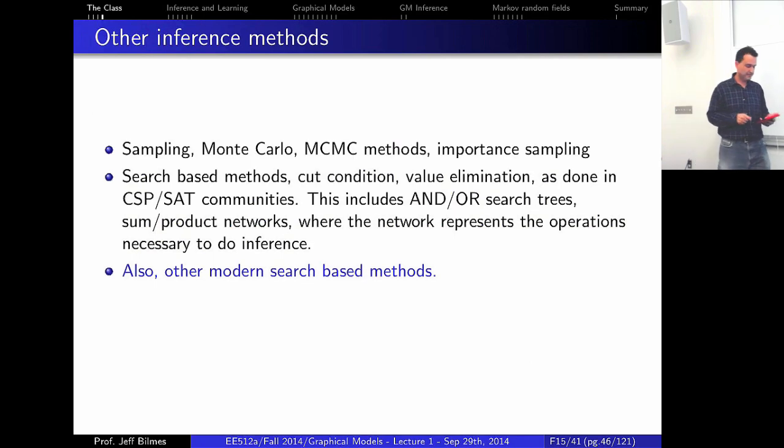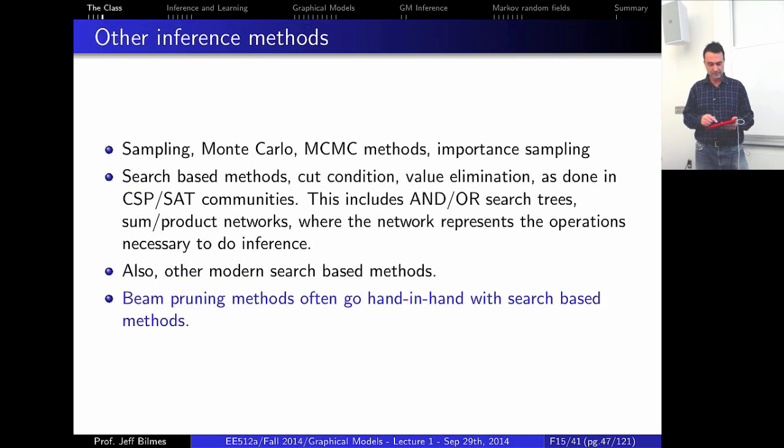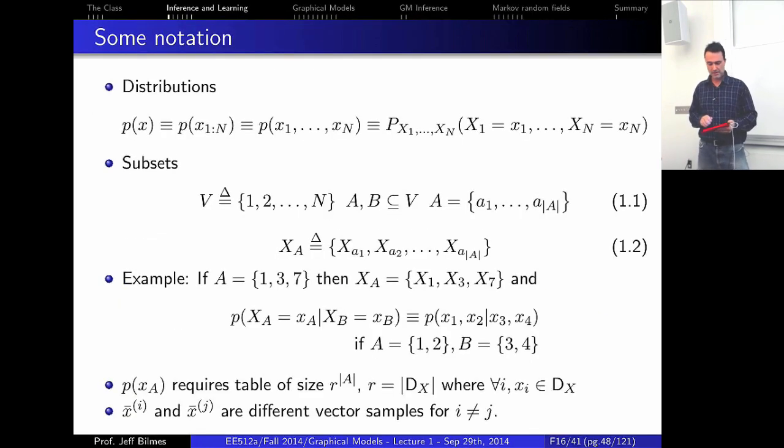So there's a lot to cover in this class. I should also mention that beam pruning methods, which were made popular also in the artificial intelligence community starting in the 1970s and maybe even 60s, are also very related to sampling-based approaches. Okay, so let's talk a little bit about inference and learning.